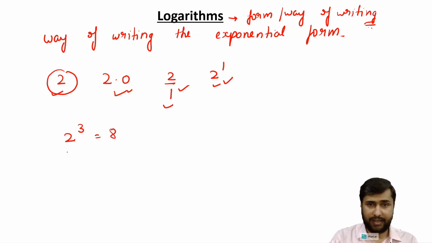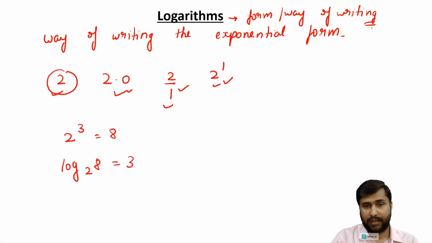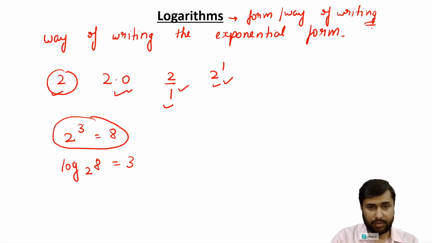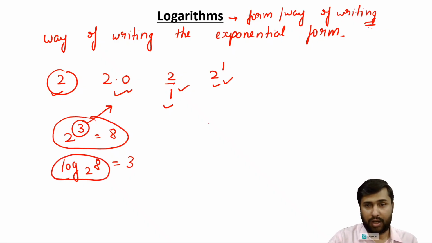Now when I have to write this in the form of log, I'll write log 8 to the base 2 gives 3, right? So if you see over here, what was the exponent? 3 was the exponent. So to write the exponent 3, I can also write this. So log is a way of writing the exponent, right?